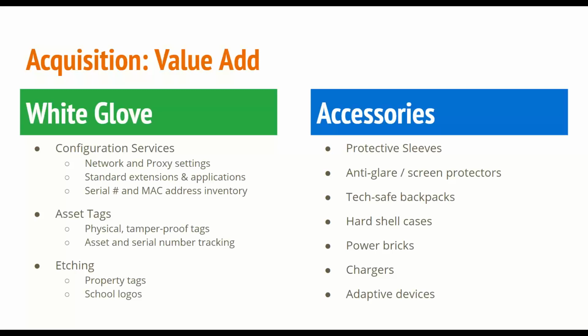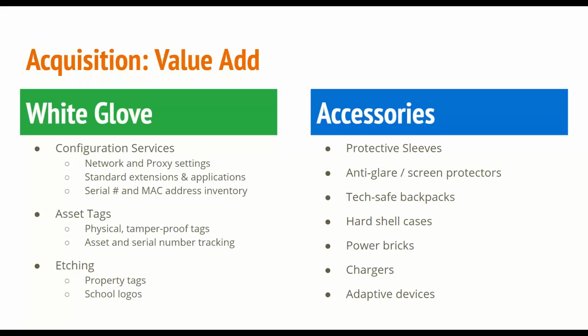Also on the acquisition is the value add. And the types of things that we can bundle in, or that you may want to have bundled in with your purchases, could be things that save you time and money, such as pre-configuring the devices at the warehouse before they're shipped with your standard network and proxy settings. Even standard extensions and applications can be pushed out, in getting an inventory not only of serial numbers, but MAC address. And that MAC address inventory is important depending on how you're securing your network, what you're doing for firewall and filtering and device control.